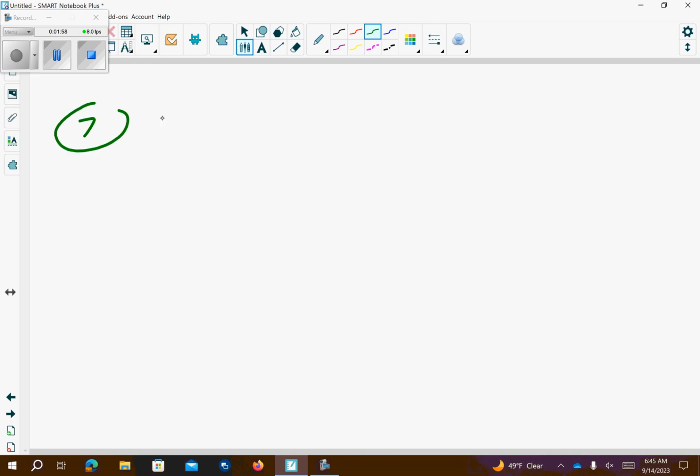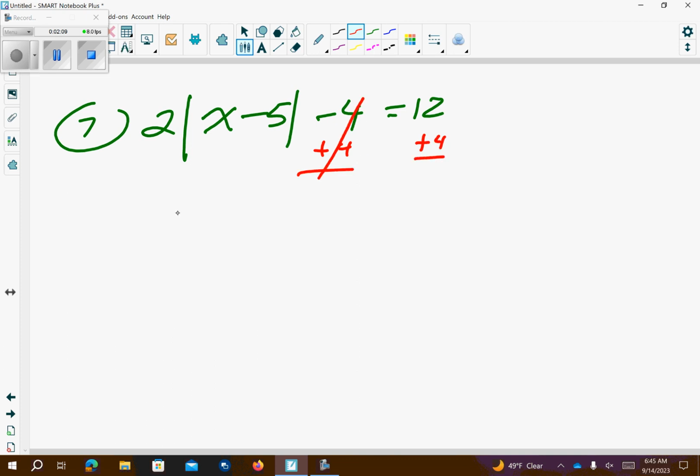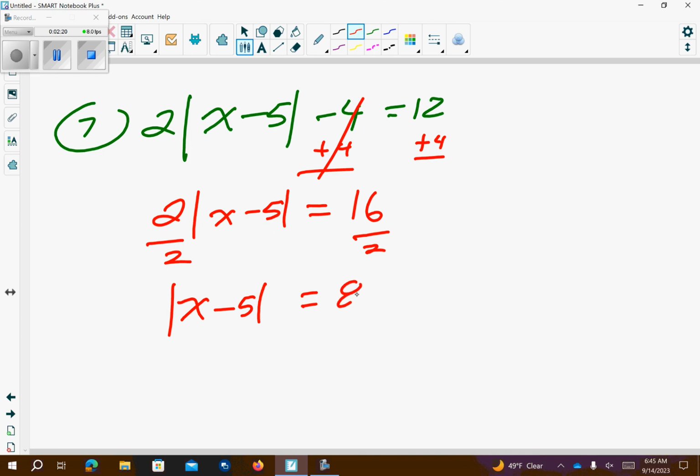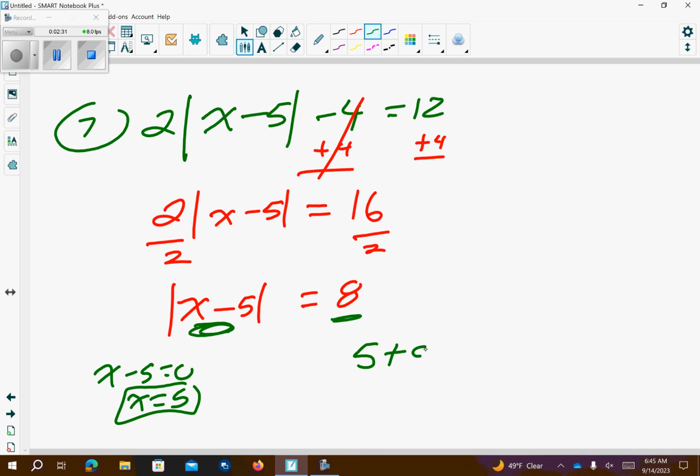Number 7, we have 2 times the absolute value of x minus 5, minus 4 equals 12. Remember, we have to move everything away from the absolute value first. 16, divide by 2, divide by 2. So the absolute value of x minus 5 is equal to 8. Now we're going to take whatever is inside, set it equal to 0. So that means that 5 is what we're going to go back and forth around. So I'm going to go 5 plus 8 and 5 minus 8. So my answers are 13 and negative 3.